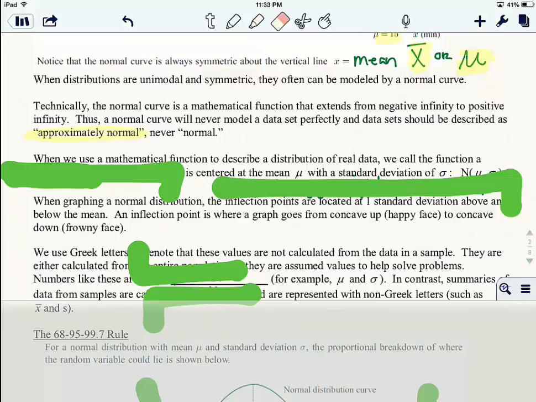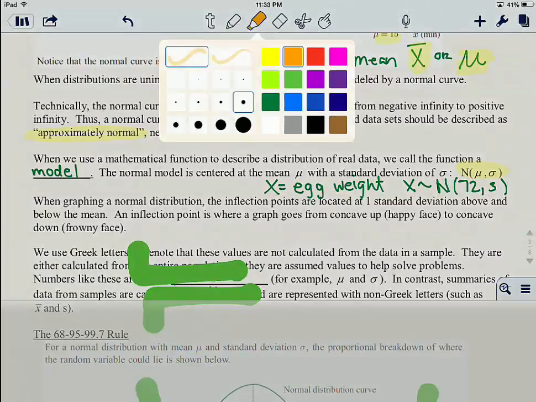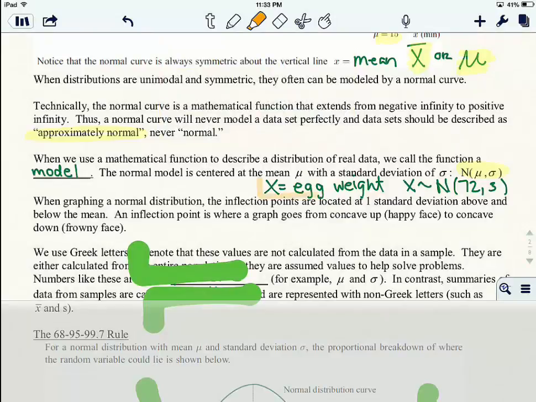When we use a mathematical function to describe a distribution of real data, we call the function a model. The normal model is centered at the mean mu with a standard deviation of sigma. And this is how they write it. For example, with the egg example from before, we say X equals the egg weight, or the variable we're talking about, and then X is approximately normally distributed. The mean goes here, and the standard deviation goes here. So that's the shorthand. When graphing a normal distribution, the inflection points, where the graph goes from down to up, are located at one standard deviation above and below the mean.